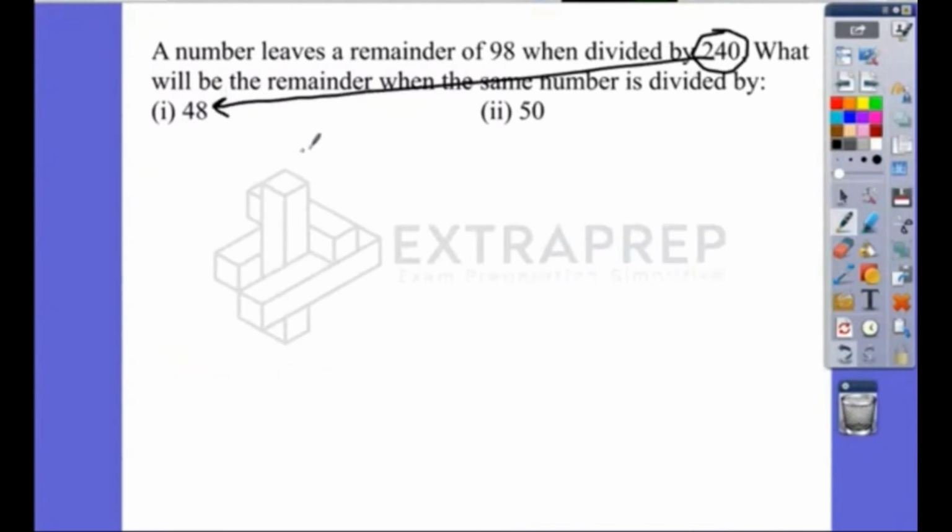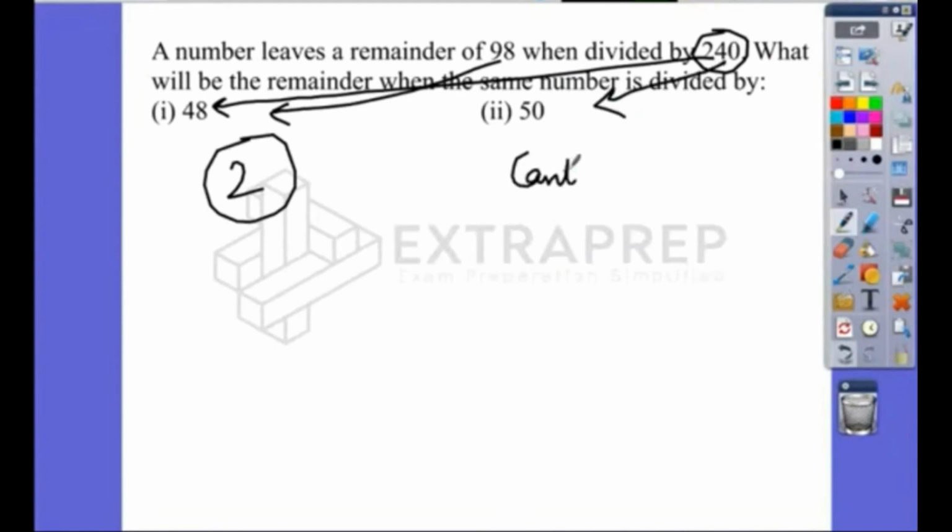240 divisible by 48. Yes or no? It is divisible. 48 5s is 240. Because it's divisible, you will divide 98 by 48. 48 goes 2 times, 96 gone. How much is left? 2. That's your answer. Now 240, when you divide by 50, it's not divisible.